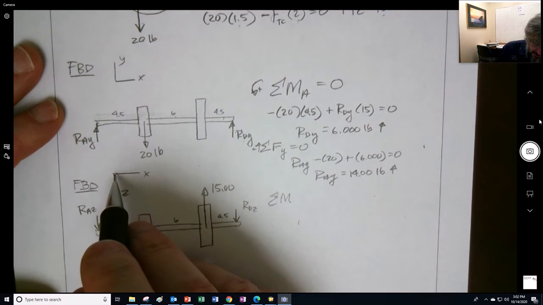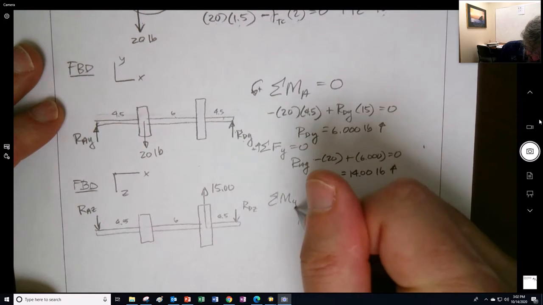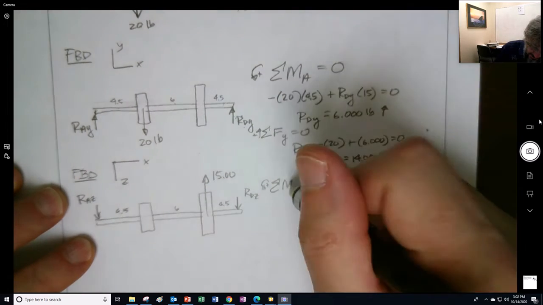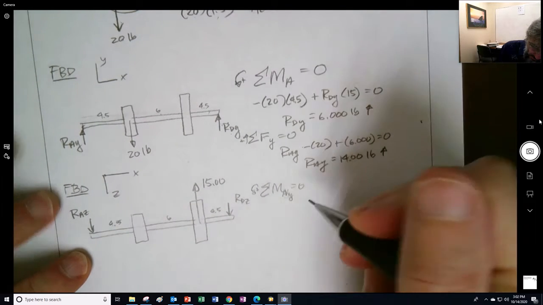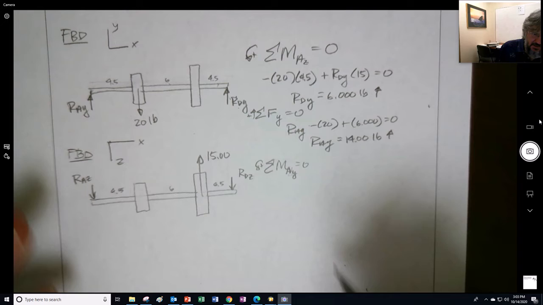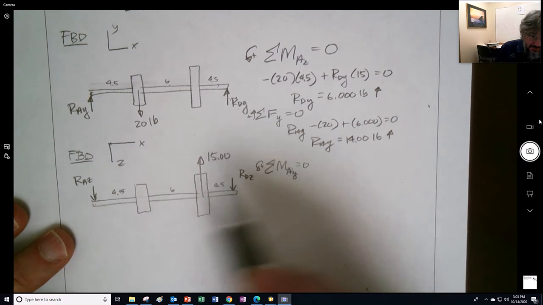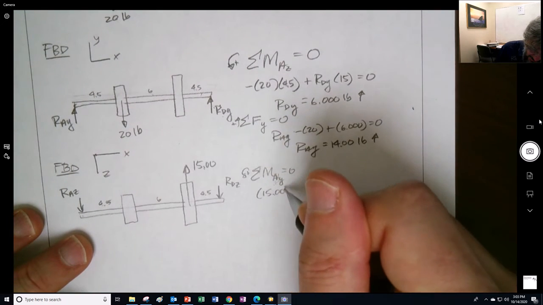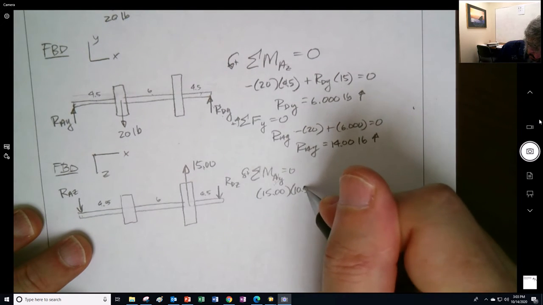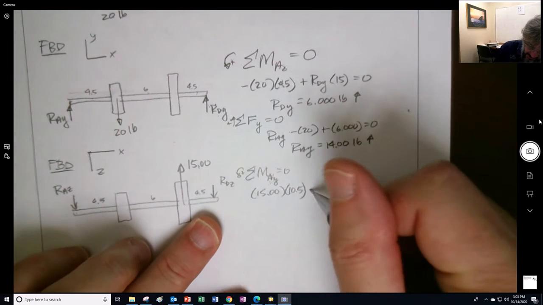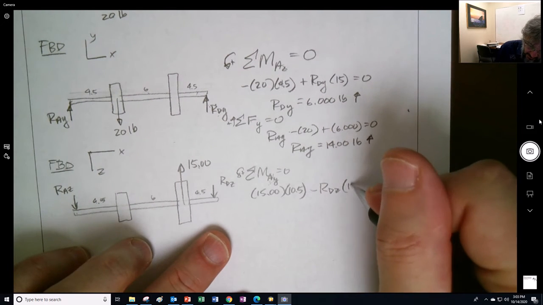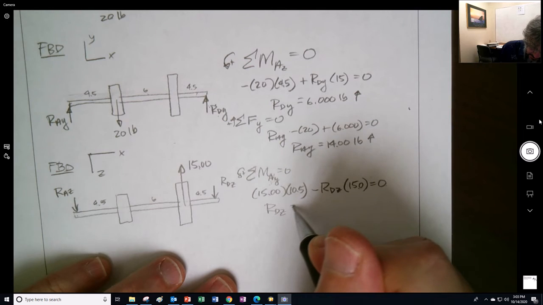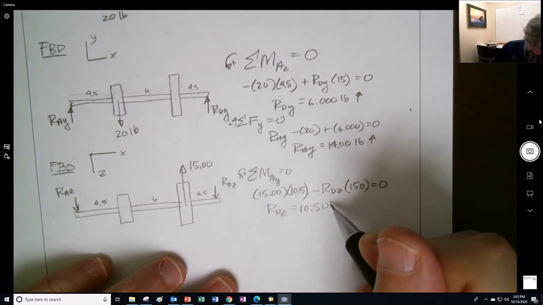So we have our free body diagram. Take the sum of the moments, and this time it's going to be about the y-axis, because that's the one we're pivoting about. I said y-axis, but what I should have said is I'm going to take it about A and Y, and maybe up here it should have been A and Z, just to say that it's about this point A, but the axis is the Y-axis. We have a positive 15 because it's counterclockwise, times 10.5, which is 4.5 plus 6. And then this reaction is going to be negative, so it's RDZ times 15 inches equals 0. So RDZ is 10.5 pounds.